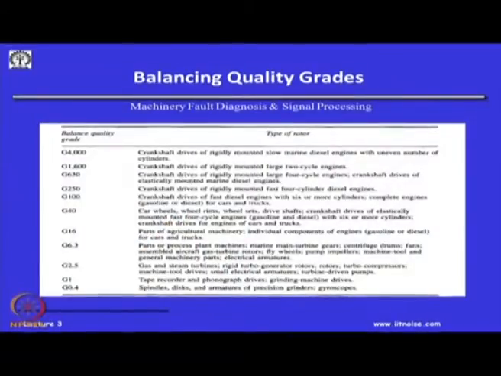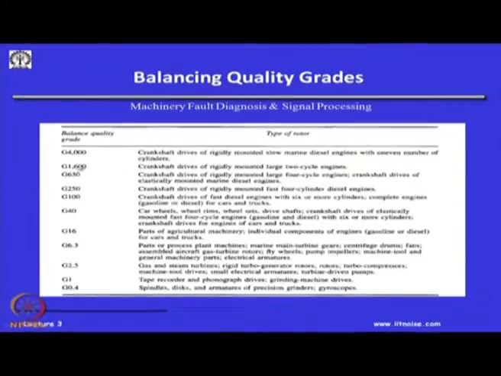Now, this is a typical list of balance quality grades, from the same standard, ISO 1940. This balance quality grade, G 0.4, is basically for spindles, discs, armatures, precision grinders and gyroscopes. I will just come to G 100. This is for the crankshaft drives of fast diesel engines with 6 or more cylinders, and complete engines for cars and trucks. G 100 grade. Okay.